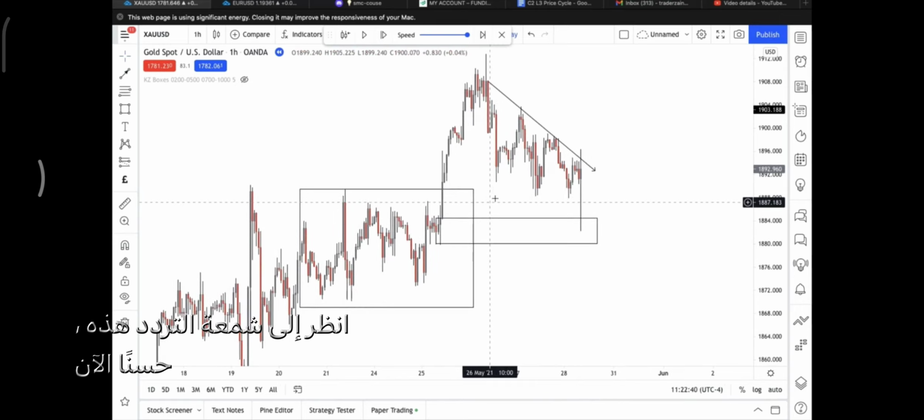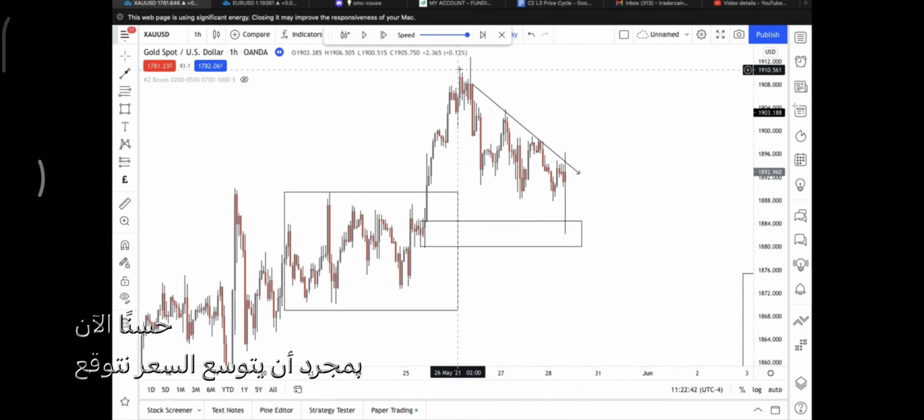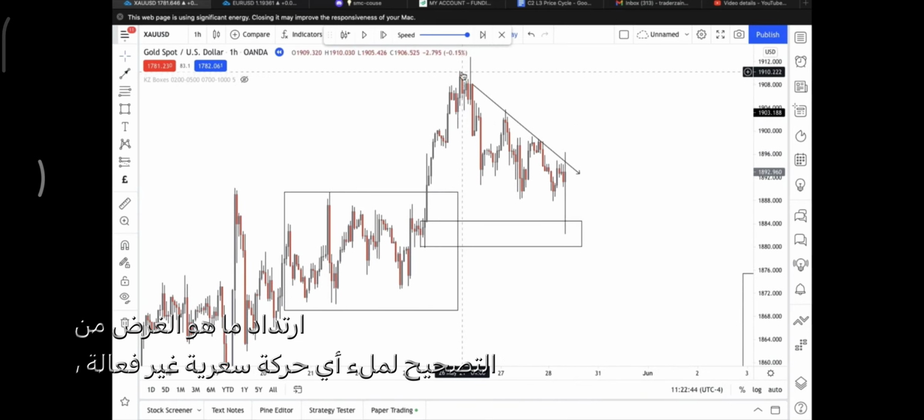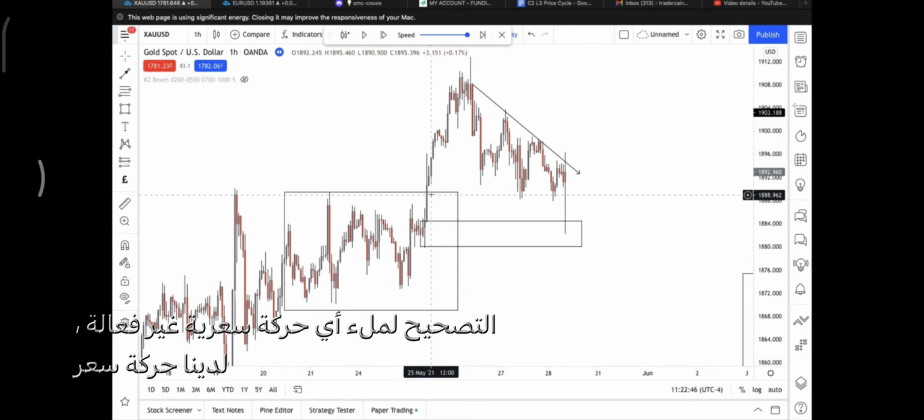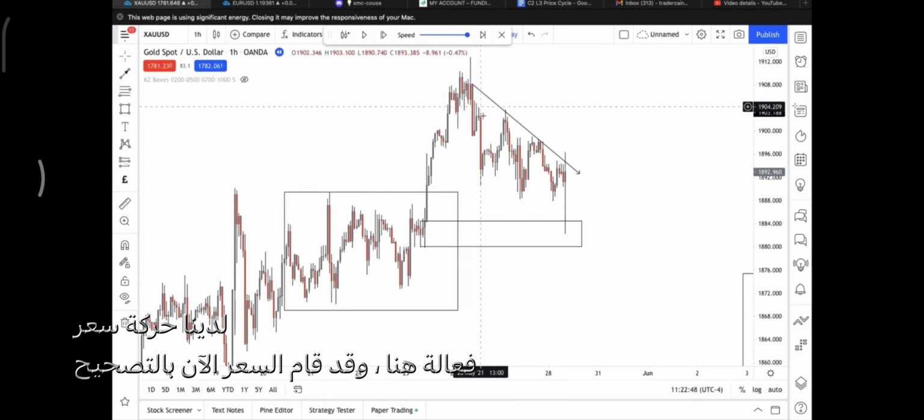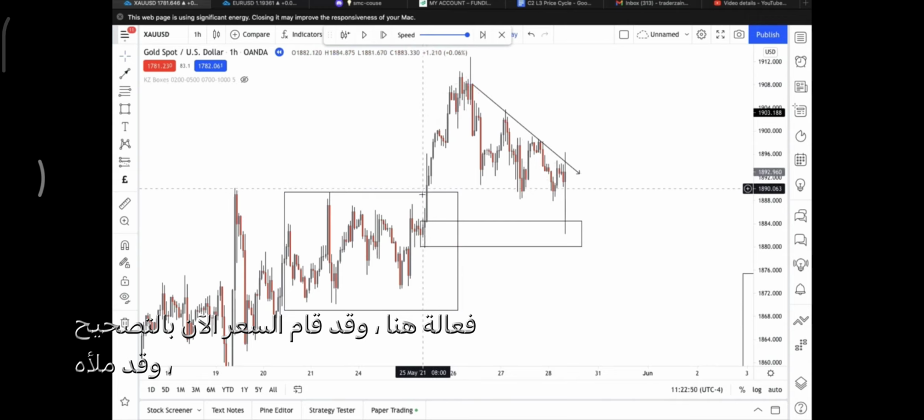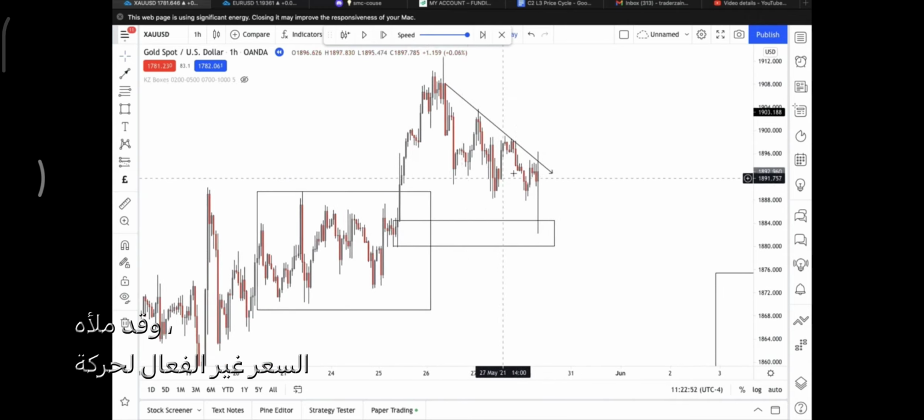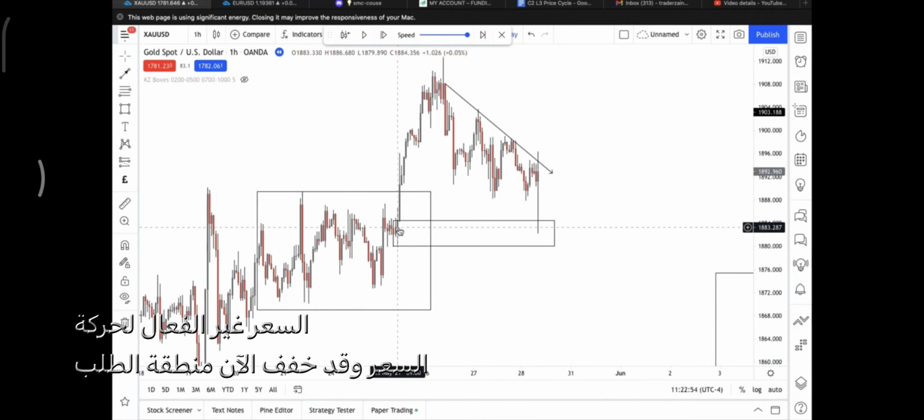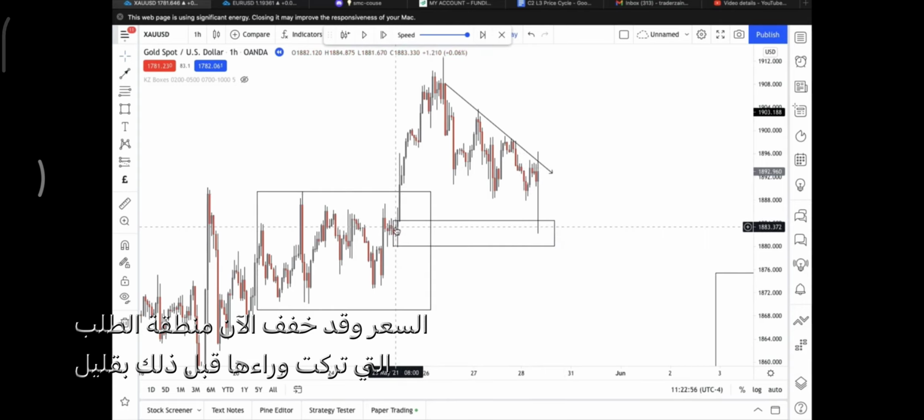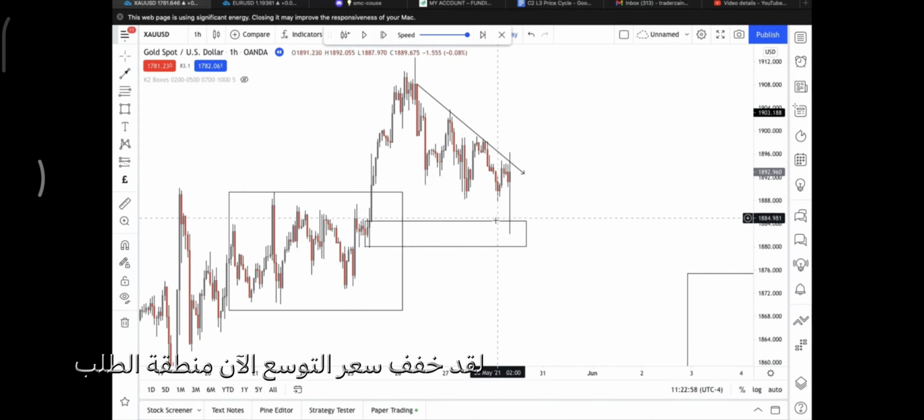Okay, now once price expands, we expect a retracement. What's the purpose of the retracement? To fill in any inefficient price action. We have inefficient price action here. Price has now retraced. It has filled in that inefficient price action. Price has now mitigated the demand zone that was left behind just before that expansion. Price has now mitigated that demand zone.